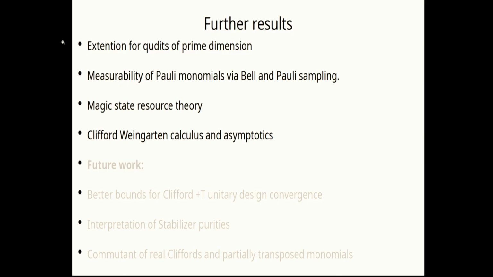And yeah, so now I just described the commutant. When you work with it, you essentially need to compute overlaps and you need to invert some Gram matrices, which is fancily called Clifford-Weingarten calculus. So we also work this out and give asymptotics and tools to use it.